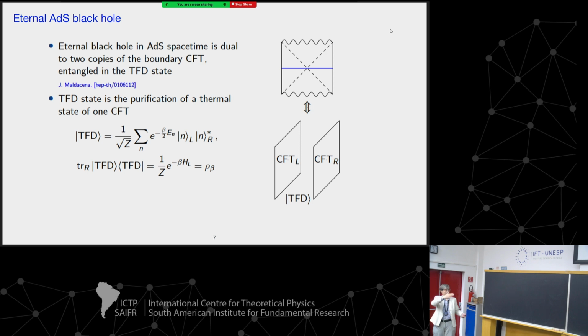And then, this is a concept much older than AdS/CFT, you just write down a different copy of the CFT and define the state. And then this actually gives you a pure state. But the point is that if you now take a partial trace over one of the two sides, then you return to the thermal density matrix of the other one.